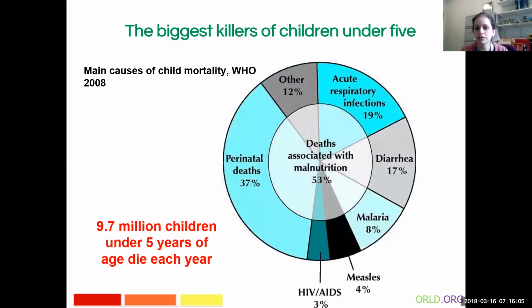So malnutrition is really recognized to overlap with the other recognized killers of children under 5. And it puts children with all these other conditions at much increased risk for death. So acute respiratory infections, diarrhea, malaria, measles, HIV, perinatal deaths is the greatest share, and some other causes as well. And we see almost 10 million children under 5 dying each year due to this.